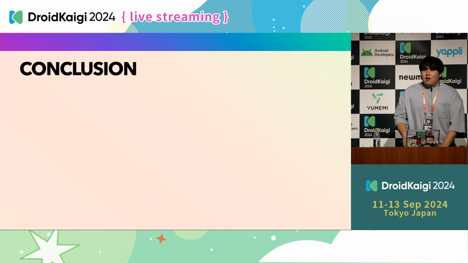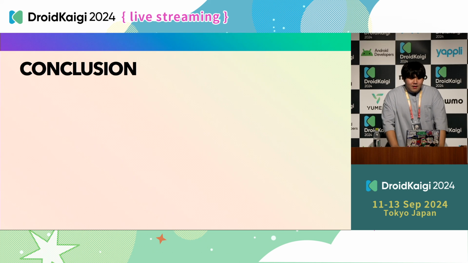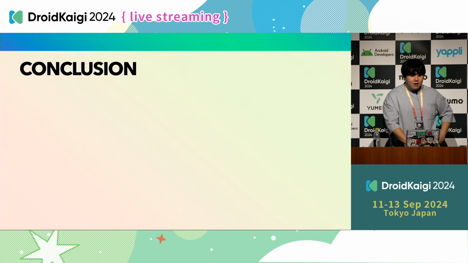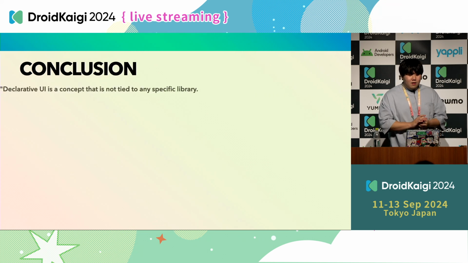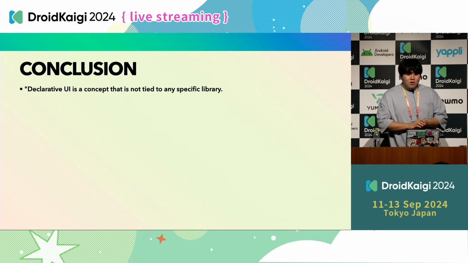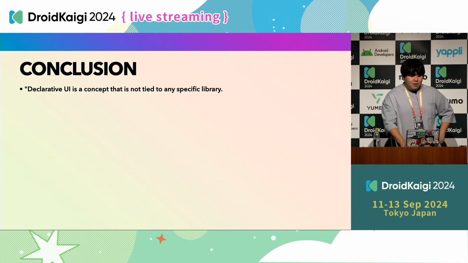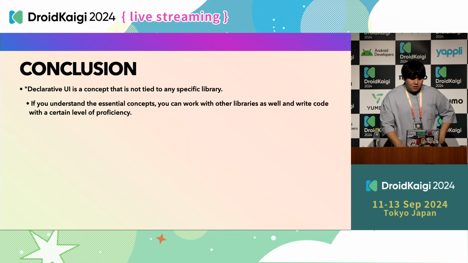Now, I'd like to wrap up this session. Let me quickly summarize what we've covered today. First and foremost, the key takeaway I want you to remember is that the concept of declarative UI is not tied to any specific library and can be applied anywhere. This means that once you understand these concepts, you'll be able to read or work with code from libraries you are not even using.